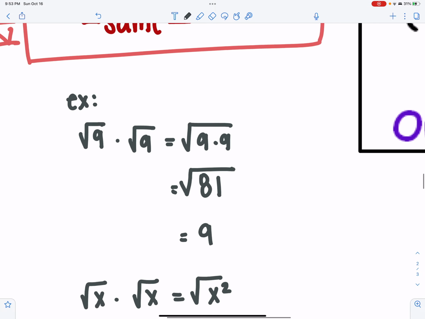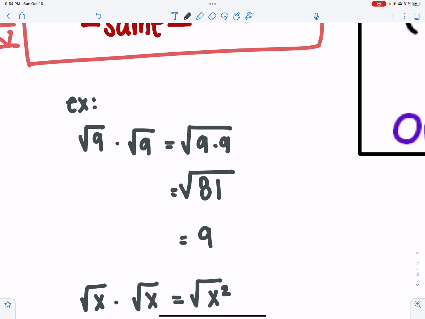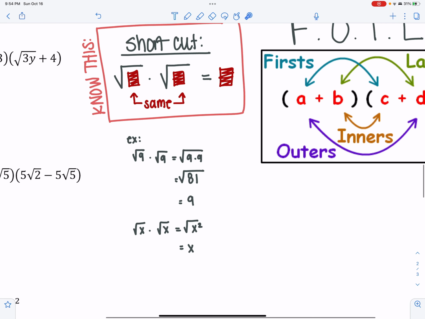The square root of 9 times the square root of 9. Notice these are the same. They're both 9s and they're both square roots. The square root of 9 times the square root of 9, I use that property that says you can put them under one radical, and then 9 times 9 is 81, and then the square root of 81 is 9. So it extends to x's. The square root of x times the square root of x is the square root of x squared.